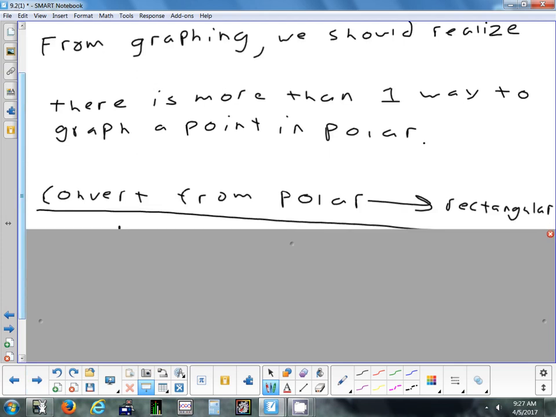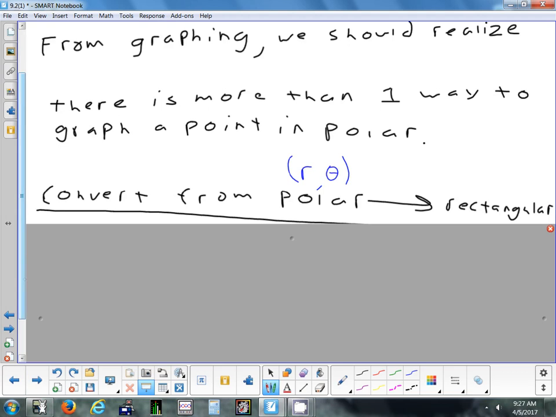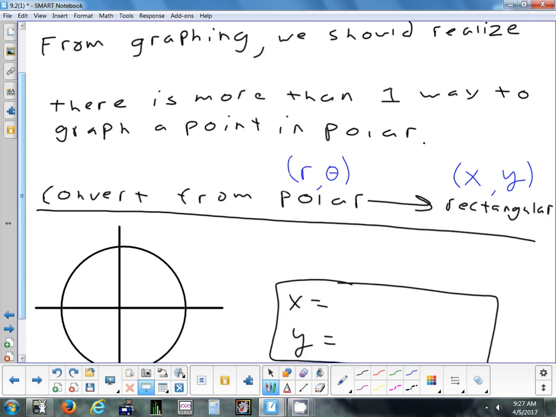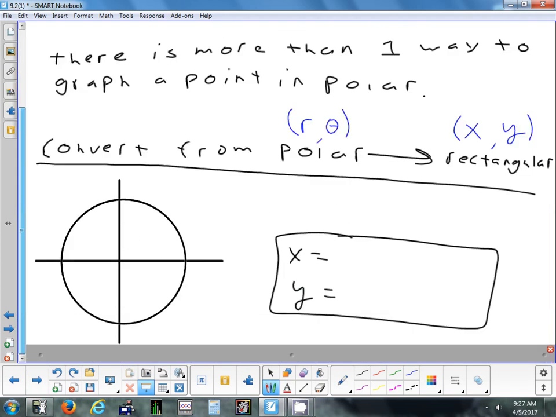All right, so the last two things we're going to look at is how to convert polar to rectangular, both directions. If you're given a point in polar, what does that mean they give you? They give you an r, they give you a theta. If you want to change it to rectangular, you need to convert the r and the theta into an x and a y. So the goal converting in this direction is to change r's and thetas into x's and y's.